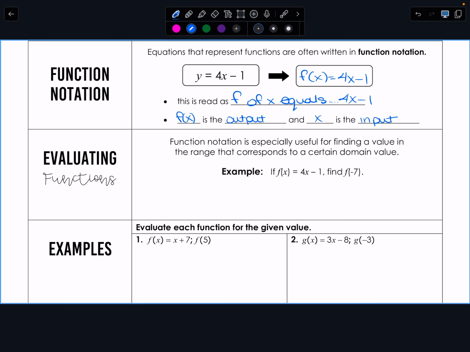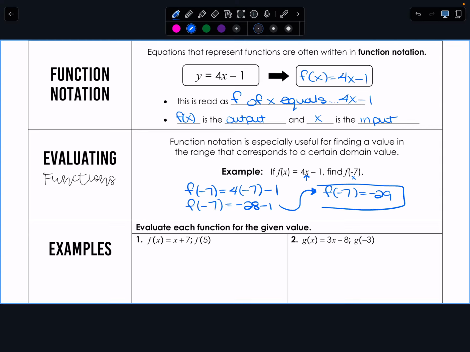So if I wanted to find f of negative 7, my negative 7 is where my x is. So I'm going to plug in my negative 7 for x, where I have 4x minus 1. So f of negative 7 is equal to 4 times negative 7 minus 1. So f of negative 7 is negative 28 minus 1. So f of negative 7 is negative 29. And I leave it. I'm not dividing by negative 7, because I'm solving for what happens when I plug in negative 7 for x. What do I get as my output? Okay.